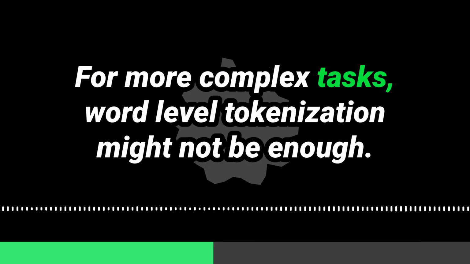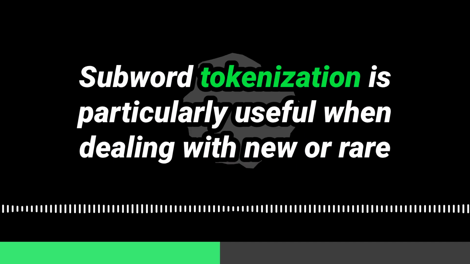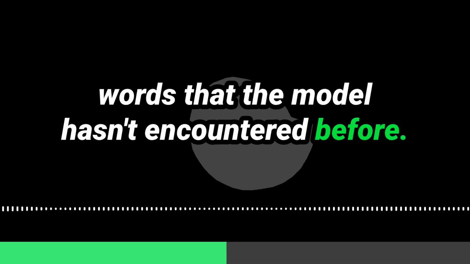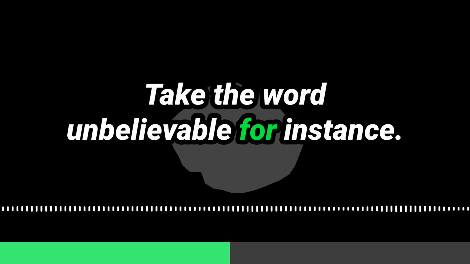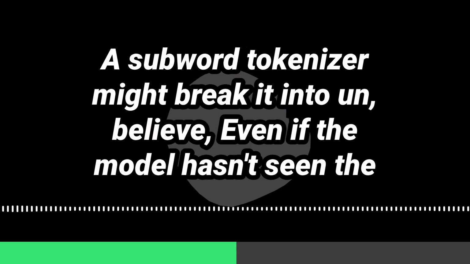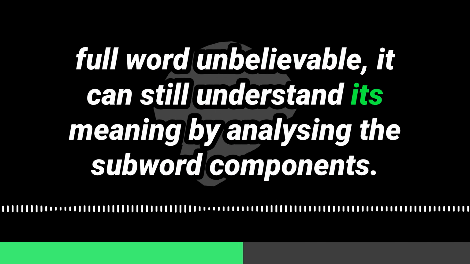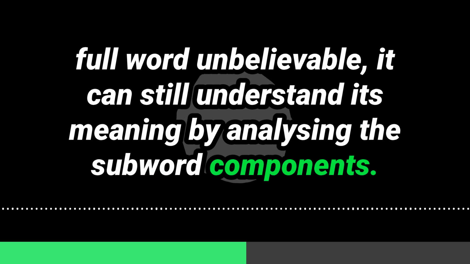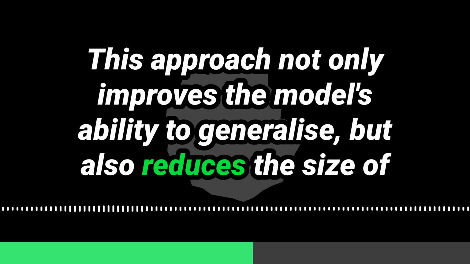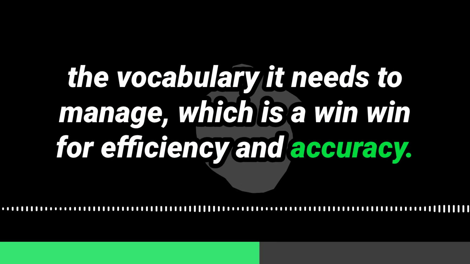For more complex tasks, word-level tokenization might not be enough. That's where subword tokenization comes into play. Subword tokenization is particularly useful when dealing with new or rare words that the model hasn't encountered before. Take the word unbelievable for instance. A subword tokenizer might break it into un, believe, and able. Even if the model hasn't seen the full word unbelievable, it can still understand its meaning by analyzing the subword components. This approach not only improves the model's ability to generalize, but also reduces the size of the vocabulary it needs to manage, which is a win-win for efficiency and accuracy.